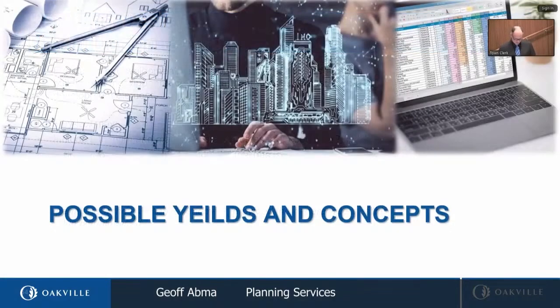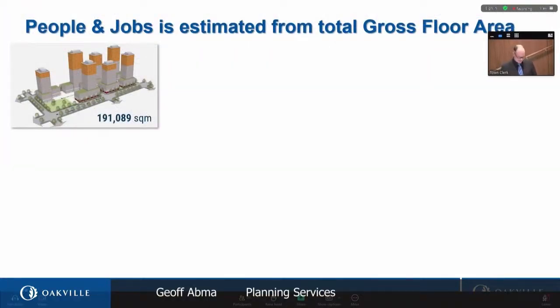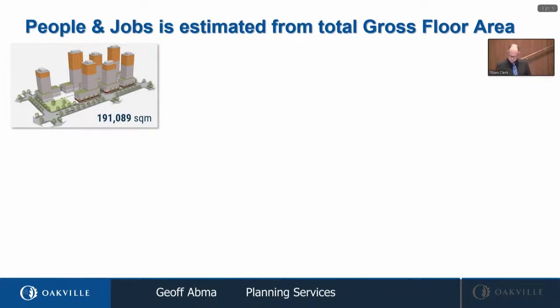So now I'll move on to what I know is also a topic of interest, and that's yields and some of the overall concepts. So this slide is the bonus slide. And hopefully it gives a little more information, but I acknowledge it may not give all the detail that, say, Councillor Adams and others might be looking for, but it really talks about how we go from the gross floor area that we showed in the theoretical example and how we can determine people and jobs and how it's estimated from this gross floor area.